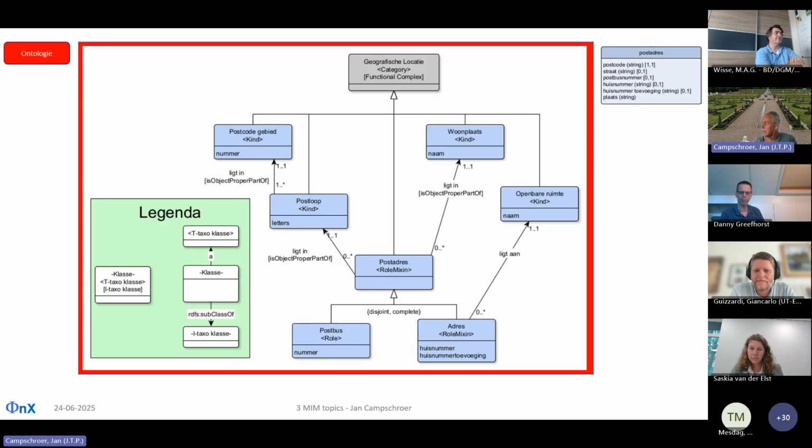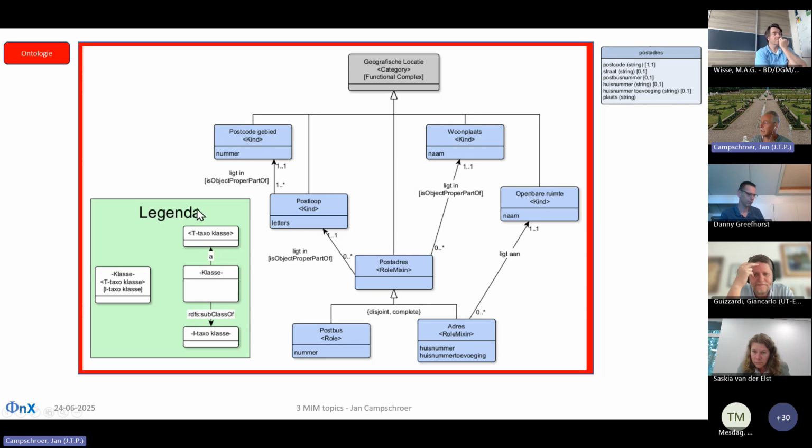Dan kan ik vervolgens daar een ontologie bij maken. Dus dan probeer ik al die begrippen heel helder te maken. Hier zie je hoe wij bij de politie van plan waren om GUFO toe te passen. Dus ik krijg in feite de classes met hun attributen.